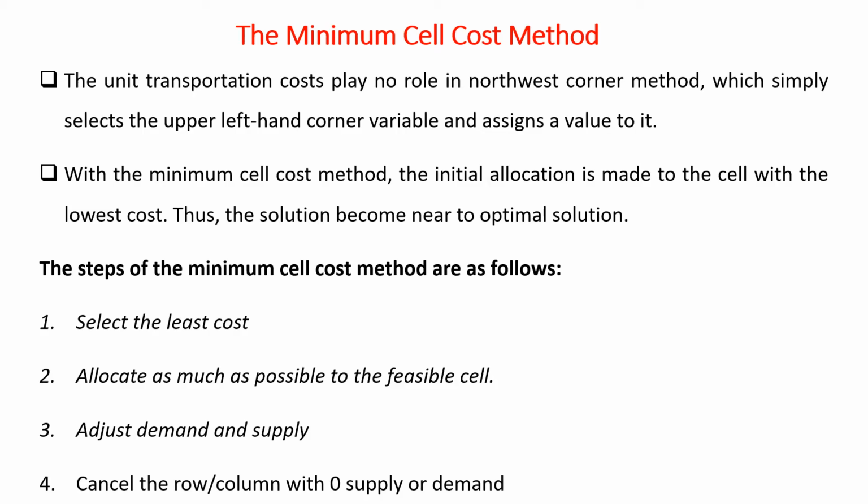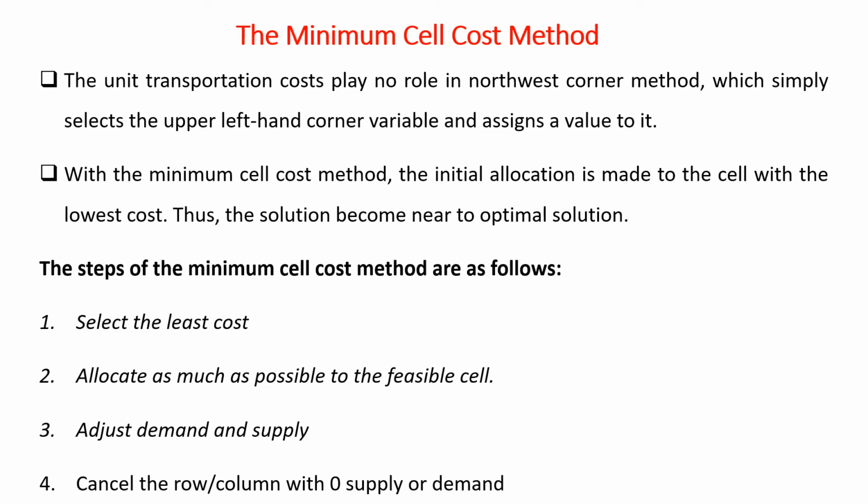So we simply select the upper left hand corner variable and assign the value to it. But with the minimum cell cost method, the initial allocation is made to the cell with the lowest cost. So first we have to select the lowest cost to allocate to that cell. Thus the solution becomes nearer to the optimal solution than the northwest corner. It becomes better than the northwest corner because it considers the cost.